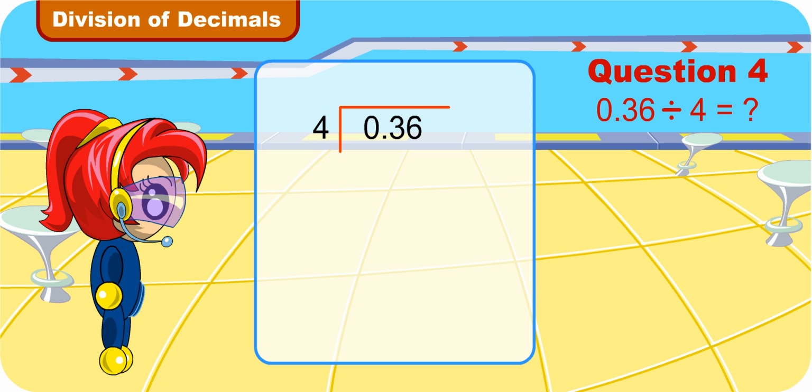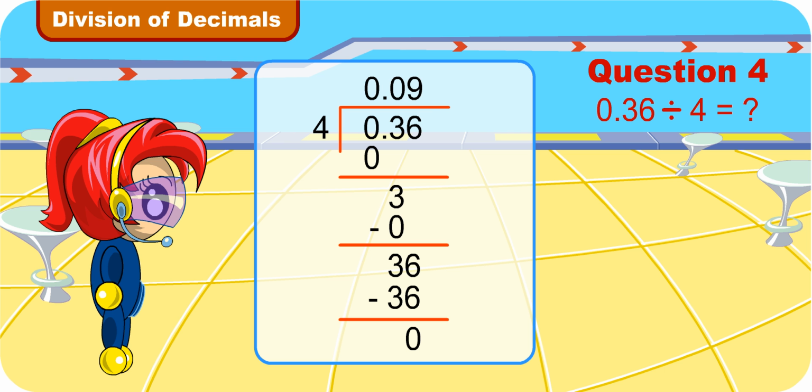Sure, teacher. 0 ones divided by 4 is 0, so we write 0 in the ones place. Next, we write the decimal point. Then, we go on to the tenths place. Since 3 cannot be divided by 4, we write 0 in the tenths place. We bring 6 down to make 36, and 36 divided by 4 is 9. Thus, we write 9 in the hundredths place. Thus, the answer is 0.09.